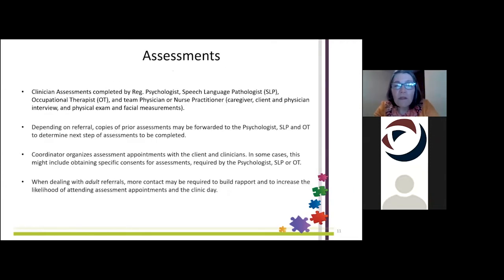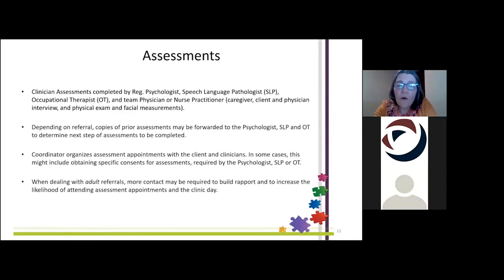The assessments are the next stage, with the assessments completed by registered psychologists, speech language pathologists, occupational therapists, and the team physician or nurse practitioner. Depending on the referrals, there may be copies of earlier assessments that have been completed, and these should always be forwarded to the respective clinicians that are doing the assessments.